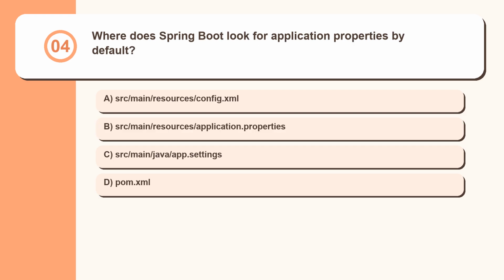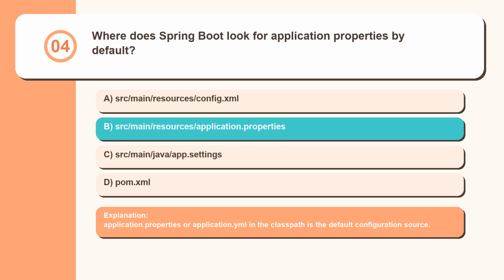Question 4. Where does Spring Boot look for application properties by default? src/main/resources/config.xml, src/main/resources/application.properties, src/main/java/app settings, pom.xml. application.properties or application.yml in the classpath is the default configuration source.